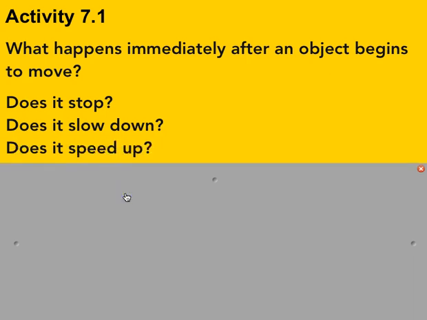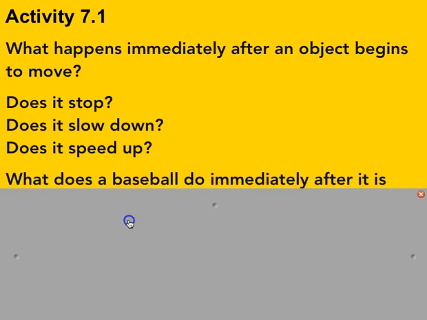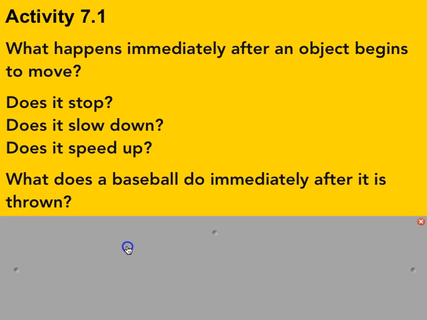But do some things speed up? How about, say, a jet? Once it starts to move, it's going to keep speeding up until it gets to be as fast as it can be. So how about a baseball? What does a baseball do immediately after it is thrown? Does it stop? Does it slow down? Does it speed up? Well, it might depend on the circumstance. Now, speed up? Probably not. Usually it's going as fast as it can go once it leaves the hand. Is it slowing down? Does it stop? Well, how about if you threw it and it hit a wall right away? Well, then would it stop immediately? It kind of depends on the scenario again.